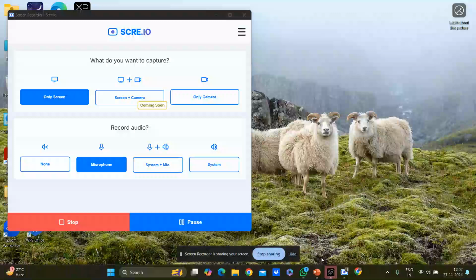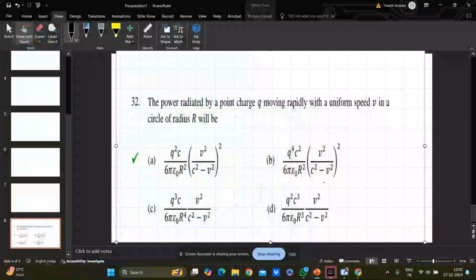Okay, so today I am going to discuss another problem from TIFR PYQ. It's from 2022, and the problem statement is very simple: you have to calculate the power radiated by a point charge Q moving rapidly with a uniform speed V in a circle of radius R.